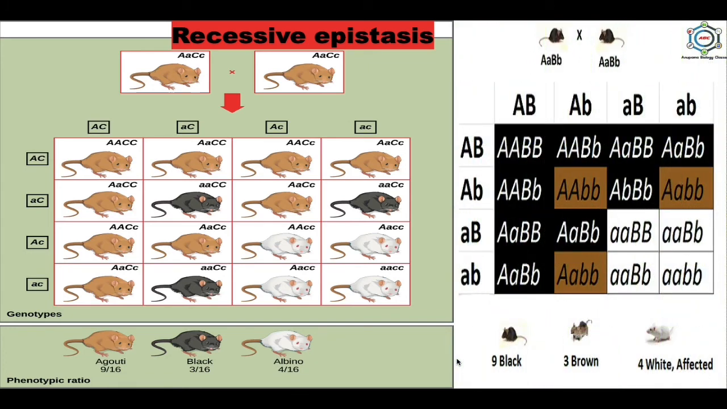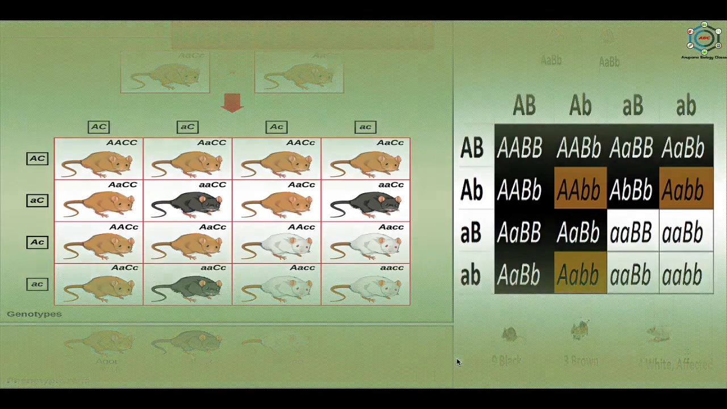So a cross between a homozygous grey and a homozygous albino mouse gives an F1 generation of heterozygous grey mice. A cross of two F1 hybrids produces grey, black and albino mice in the ratio of 9:3:4 in the F2 generation. Since the recessive alleles suppress the expression of a trait in the above cross, the epistasis is called recessive epistasis.